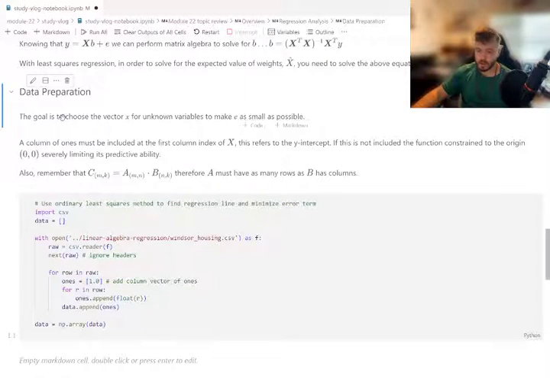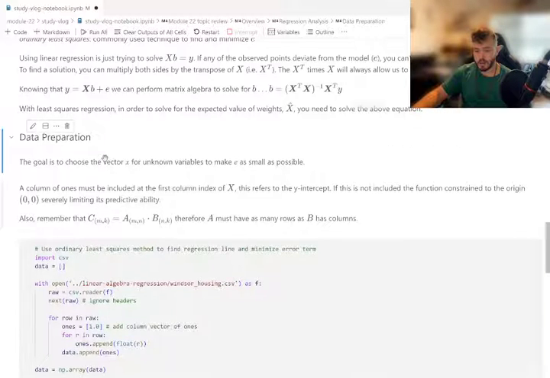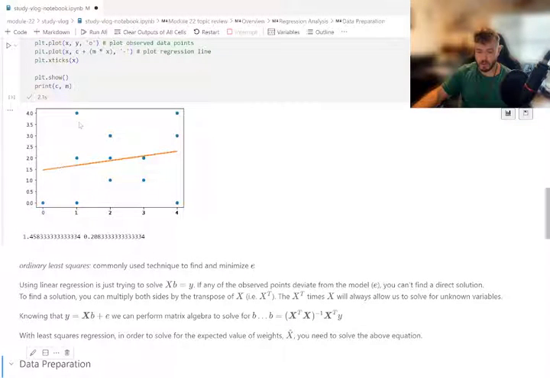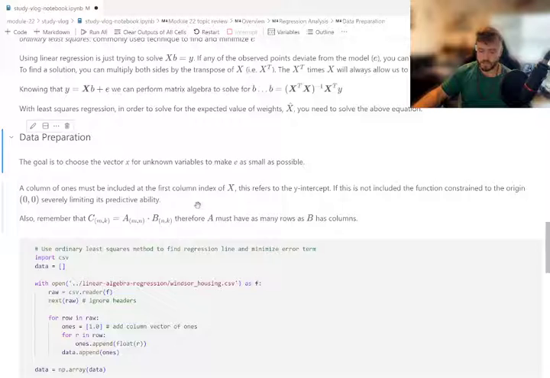So like I said earlier, the goal is to choose the vector x for unknown variables to make e, our error term, as small as possible, right? So visually speaking, we're trying to make the gaps between these data points and this line cumulatively as little as possible.